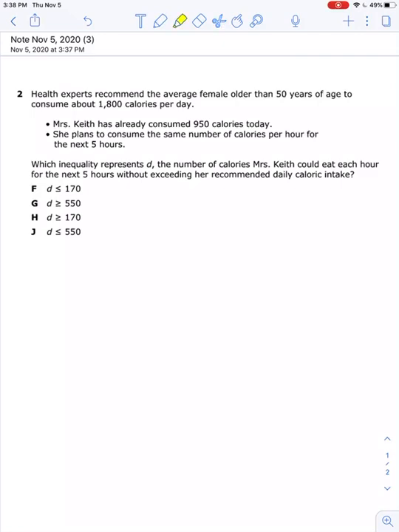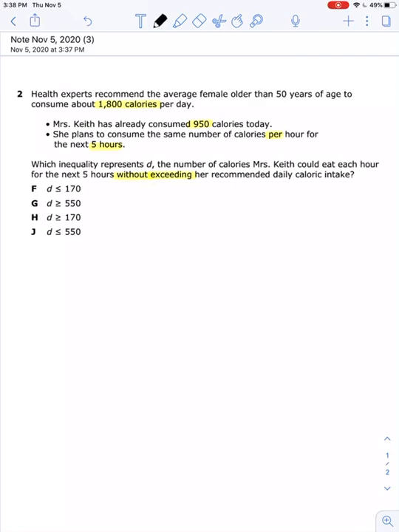For this problem, I'm going to start by grabbing my highlighter, and I want to highlight that she needs to consume about 1,800 calories per day. We also know that Mrs. Keith has already consumed 950 calories today, and she's going to consume the same number of calories per hour for the next 5 hours. We're trying to figure out how many calories Mrs. Keith can eat without exceeding her recommended daily caloric intake. So I'm going to highlight "without exceeding." And then we need to set up this inequality so that we can solve it and figure out how many calories she can eat per hour.